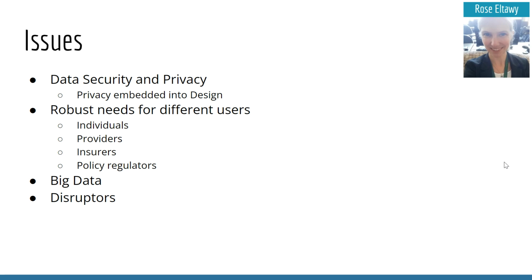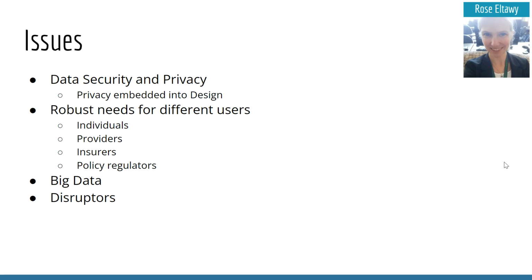Insurers similarly need to manage contracts with providers, set codes, manage billing, both with the providers and with individuals. They may need to track their finances. Policy regulators may need to have their own systems in order to talk to insurers and providers and make sure everyone is doing what they're supposed to be doing.